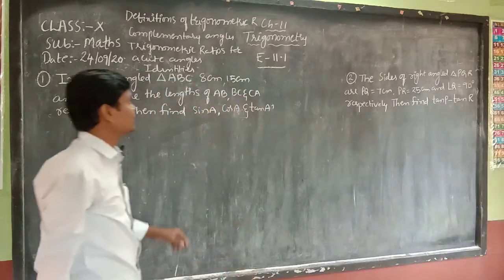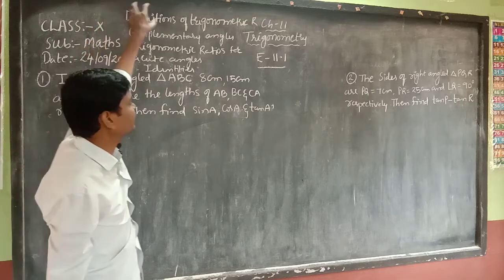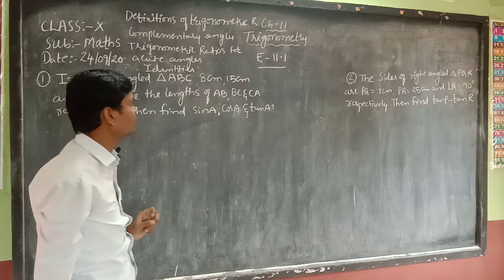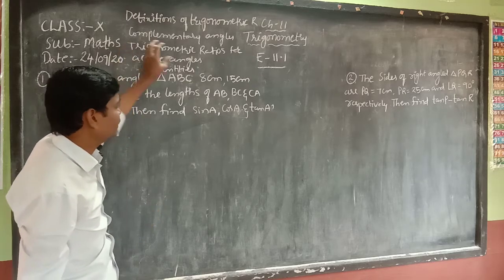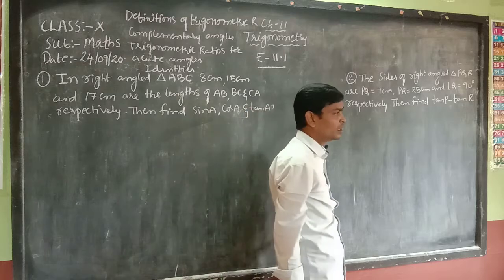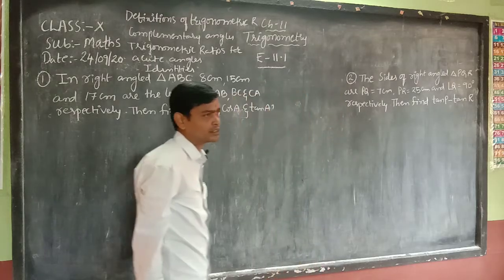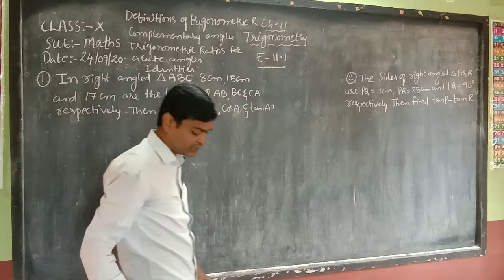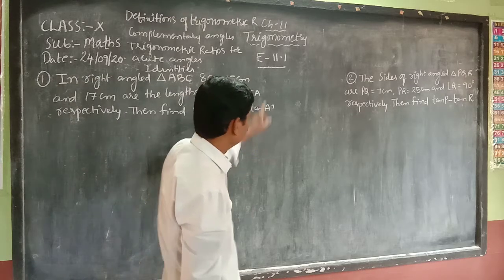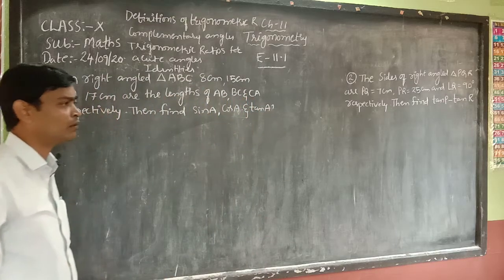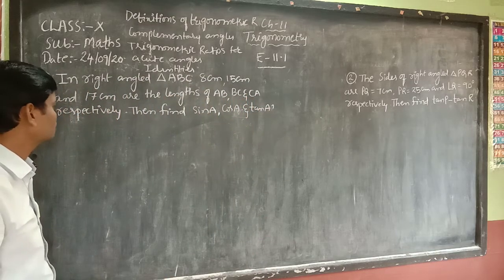Up to yesterday's class we have studied definitions of trigonometric ratios, complementary angles for trigonometric ratios for acute angles and trigonometric identities. All these we studied earlier. Now let us go for the exercise 11.1. The first problem. All of you open your textbooks. Show your textbooks.